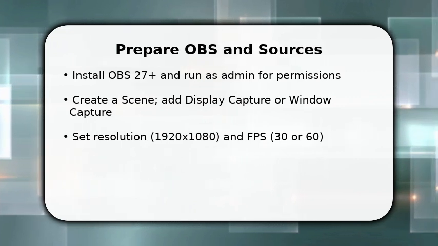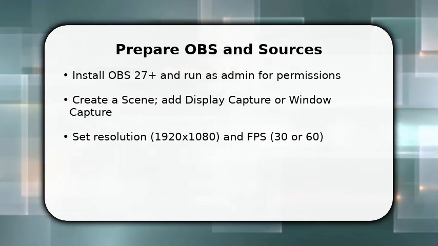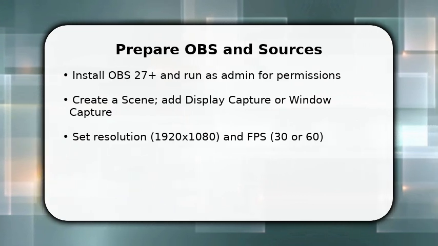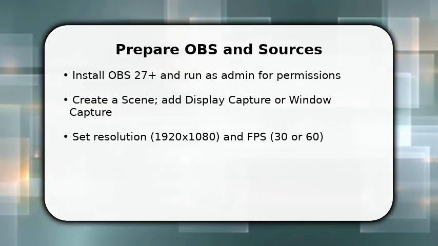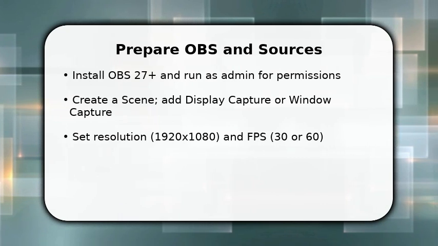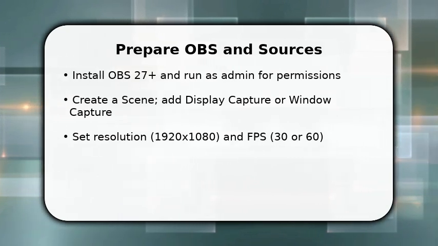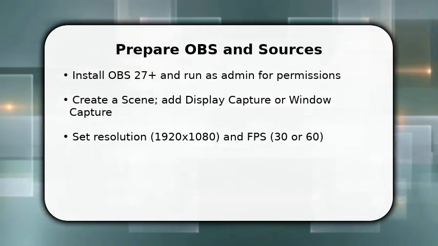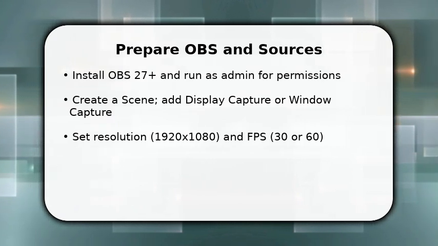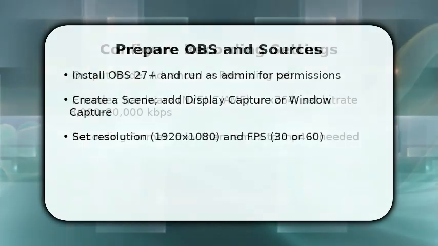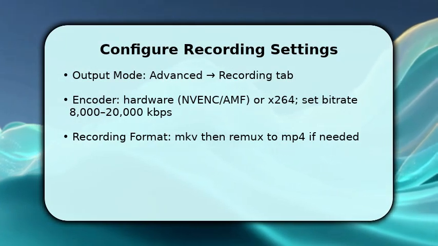Make sure to set canvas and output resolution to 1920x1080 and choose 30 or 60 FPS depending on motion. You should also add an audio input capture for your mic and audio output capture for system sound, so your recording contains both. You now tune the recording settings precisely.